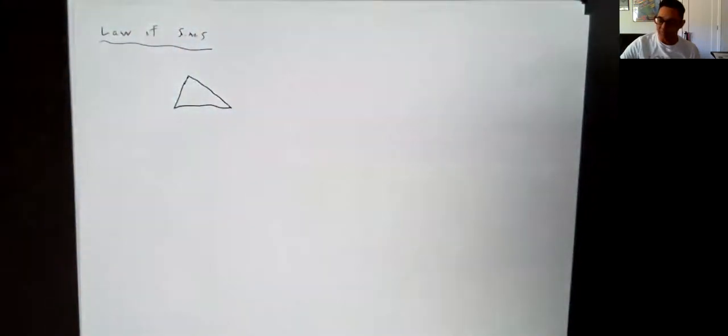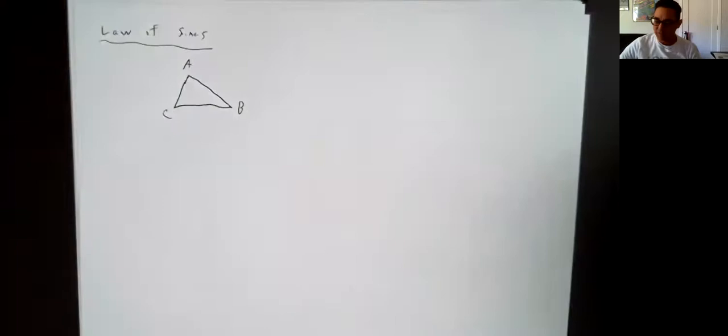I'm going to draw a random triangle, and I'm going to label the corners, the angles, with capital letters. I'll call them A, B, C. You can use any three capital letters you want. And I'm going to label the sides across from them. This is side A, because they're opposite, side B, and side C.